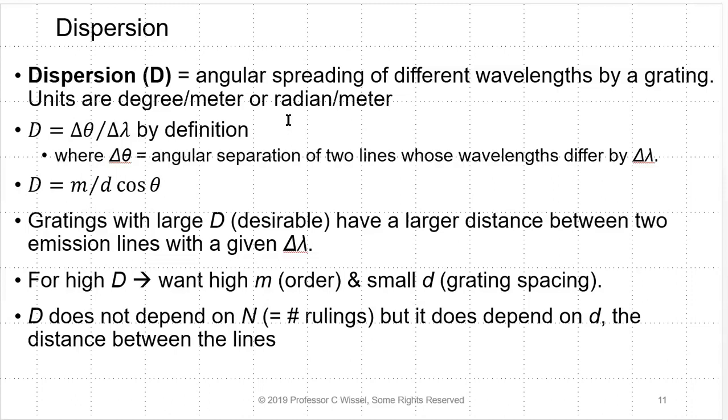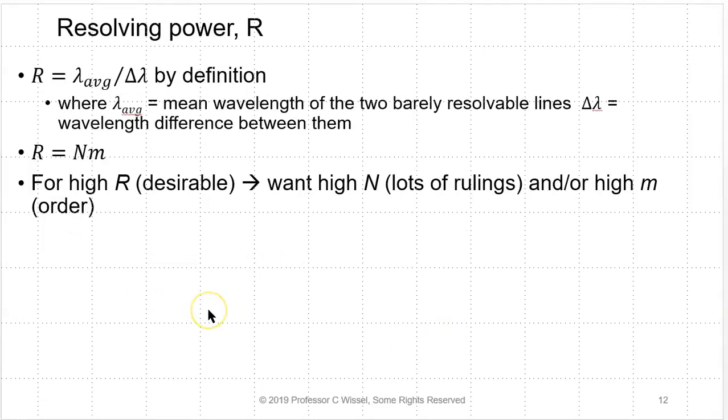Gratings with large big D are desirable and have a larger distance between two emission lines with a given wavelength difference. For a high big D, you want a high order number and small little d. So you want the grating spacing to be as small as possible, and you want to use the largest order you can get. Big D does not depend upon big N, which is the number of rulings, but it does depend upon the grating spacing, little d.